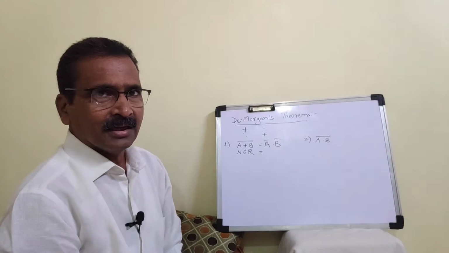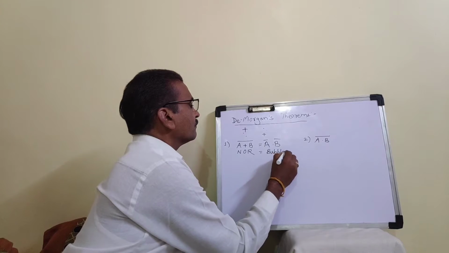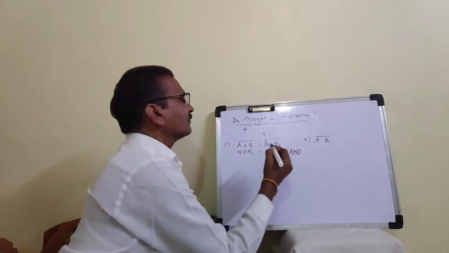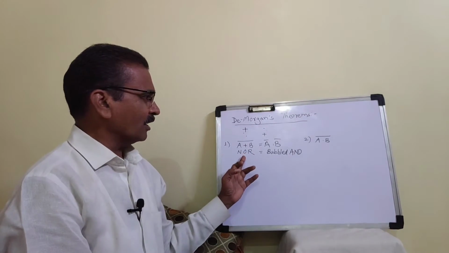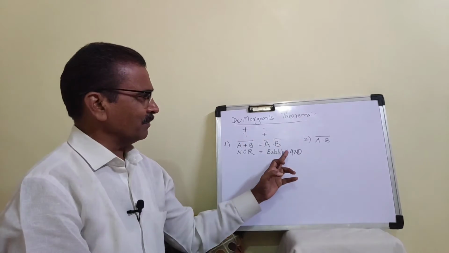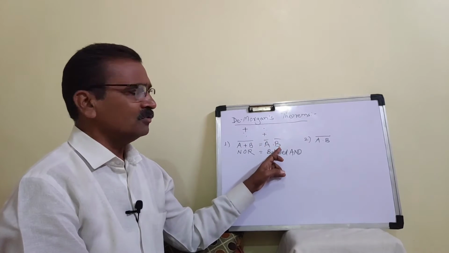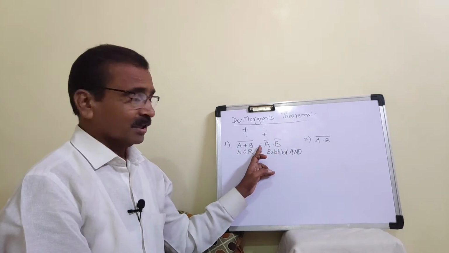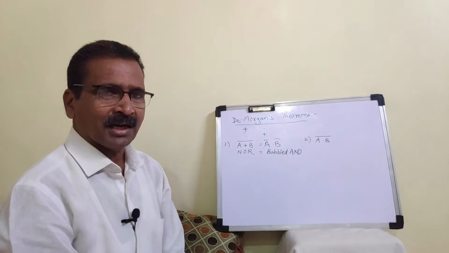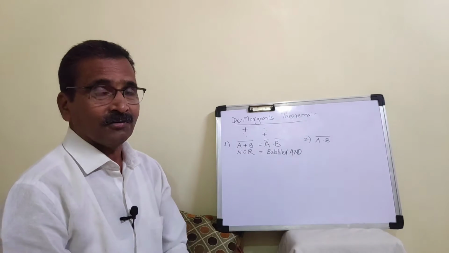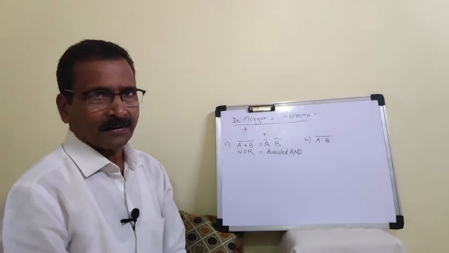This NOR gate can be replaced by bubbled AND gate. So with the help of De Morgan's theorem, NOR gate is replaced by bubbled AND gate. Why is this called bubbled? Because here we have used NOT gate. A complement is given by one NOT gate, B complement is given by another NOT gate. And we know very well that NOT gate can be simply replaced by bubble.